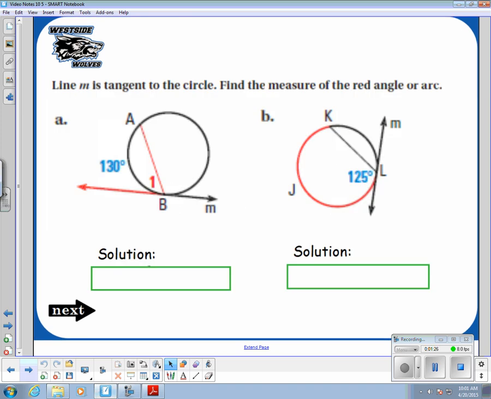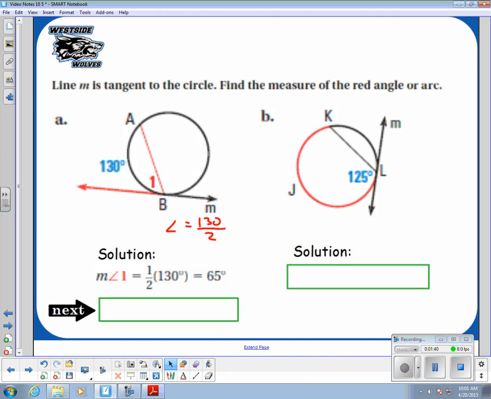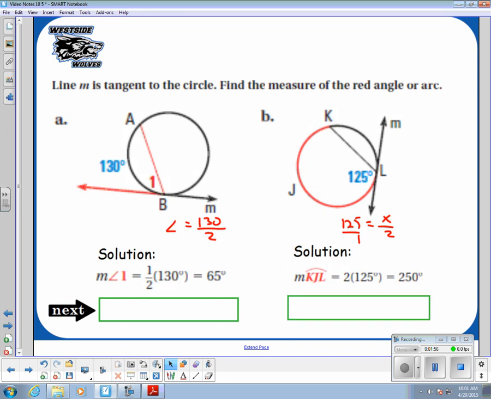Okay. And so then here, if we want to find angle 1, we know that the angle is equal to the arc 130 divided by 2. So when I do that work, I get 65 degrees. Over here, we want to know what is the measure of the red arc. So the angle, which is 125, is equal to the arc we don't know divided by 2. And remember, this is a proportion. We can put it over 1, cross multiply and solve. And what we get here is the measure of arc KJL is 250 degrees. Remind yourself, what kind of arc is that? You should be able to say that that is a major arc.